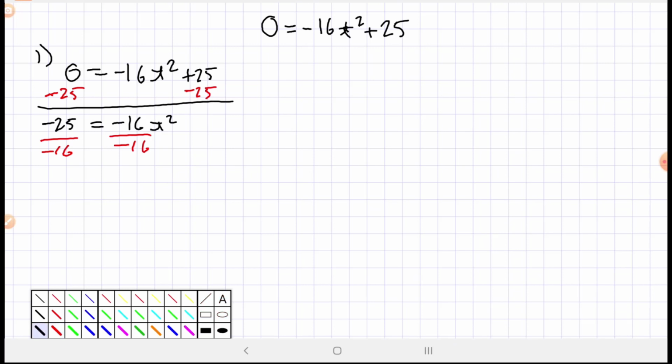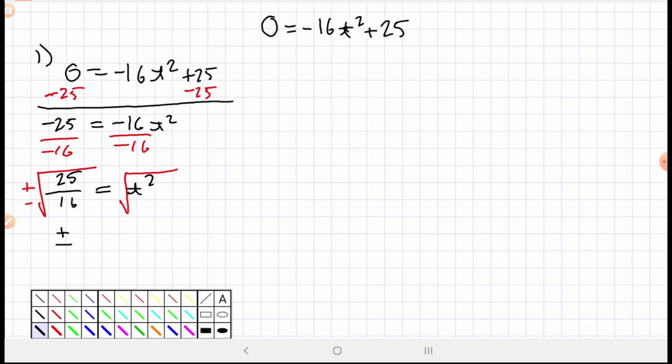And that will give me 25 over 16 is equal to t squared. Look how simple this problem's getting. And then I will take a square root of both sides. So I'll take a square root of this side, and I'll have to do a plus and a minus.